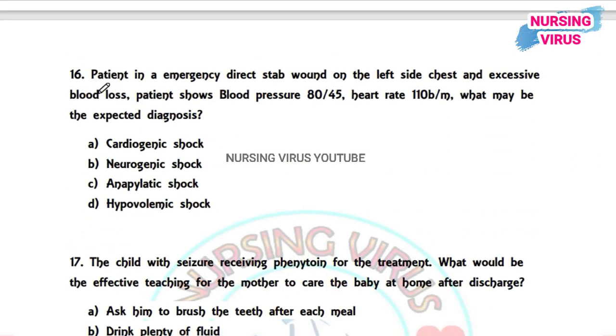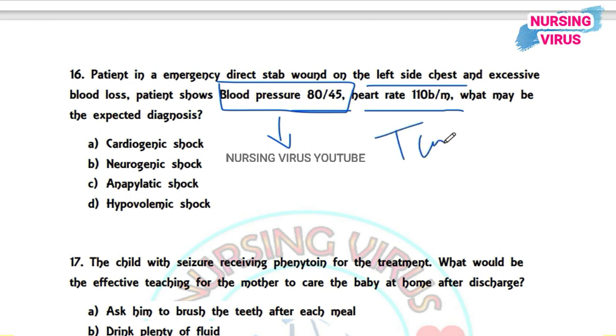In the 16th question, a patient in the emergency with a direct stab wound on the left side of the chest and excessive blood loss, and the patient's blood pressure is low, that is 80/45, and heart rate is 110 beats per minute. What may be the expected diagnosis? Here when you observe the blood pressure, it is going down, and the person has tachycardia. So it is the direct sign of hypovolemic shock.